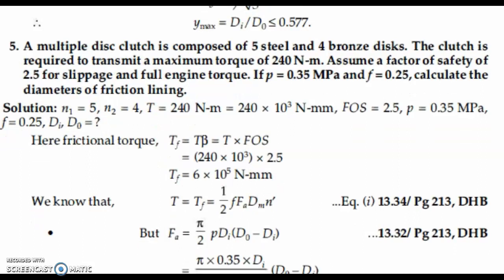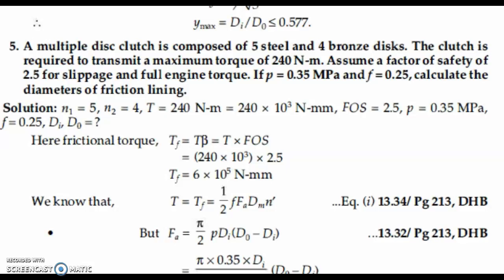Just listen to the question. A multiple disc clutch is composed of 5 steel and 4 bronze discs. So the number of discs is shown as 5 steel and 4, so total 5 plus 4. The clutch is required to transmit maximum torque of 240 Newton meter.